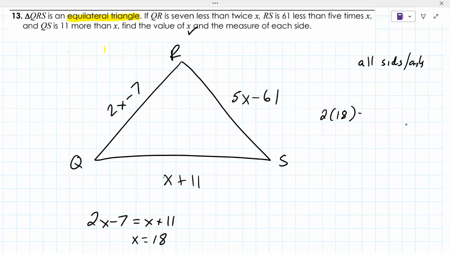2 times 18 minus 7, 5 times 18 minus 61, 18 plus 11. Will you get the same result? Yeah. So the answer is kind of like, well, maybe depends how much time you got. You got infinite time, certainly do it. Will you confirm that those are all the same? Just give me 1 second.